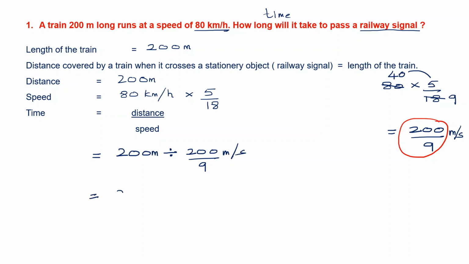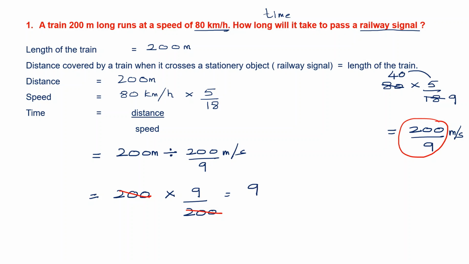How do we do division of fractions? The first number we write as it is. Division changes to multiplication. 200 by 9, we write the reciprocal, 9 by 200. So now we can cancel. We can cancel this 200 and this 200. So what is left is only 9.